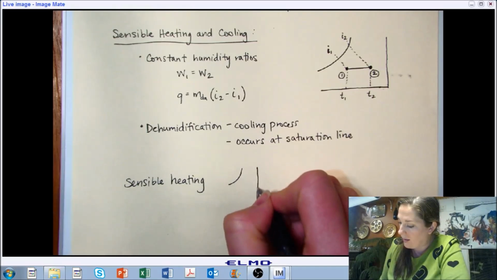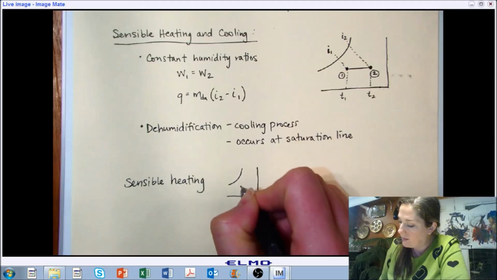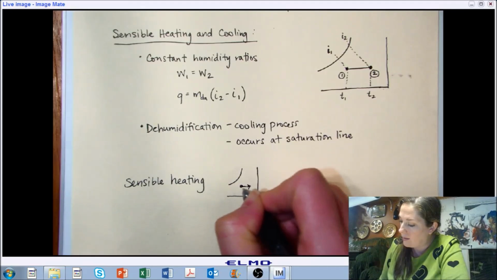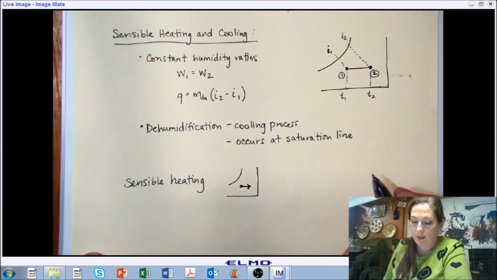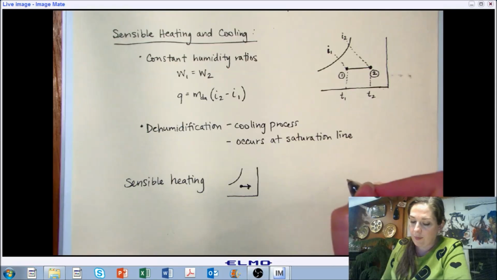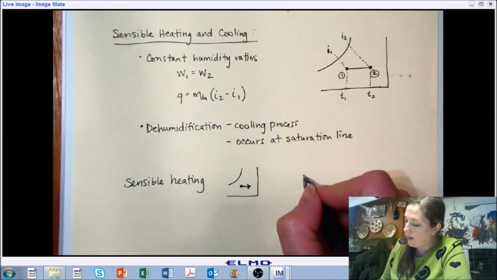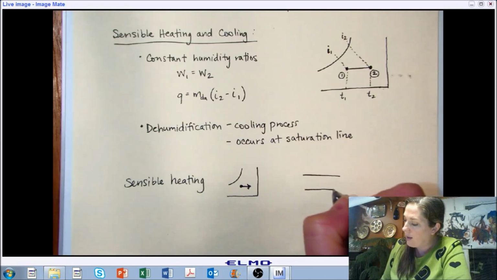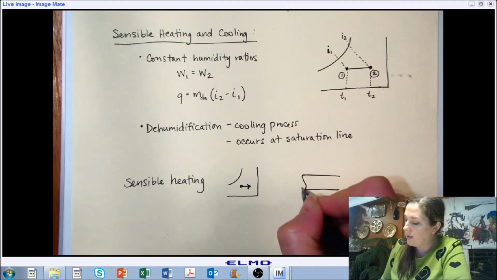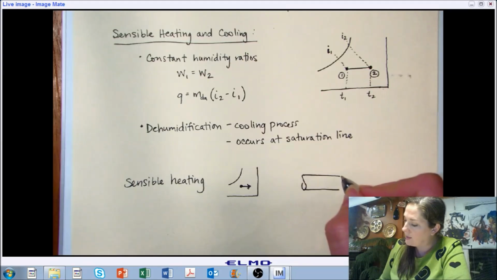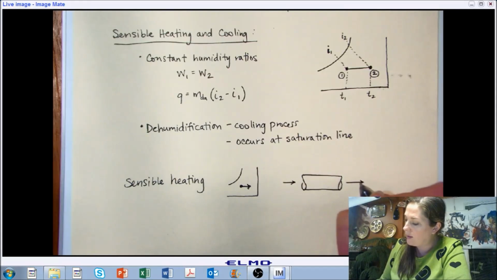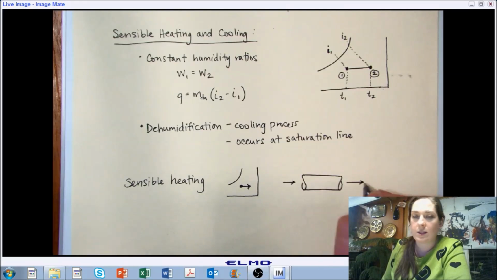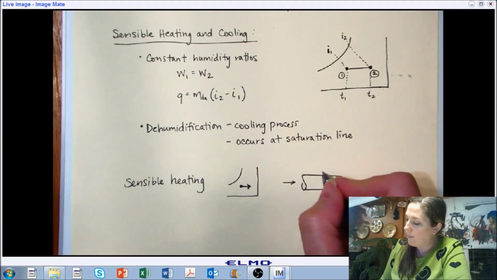So again, just a quick sketch to remind us what our process looks like. We're starting at some point, and we're going to move horizontally in order to increase the temperature. One way that we can achieve sensible heating might be with something like a resistance heater. If we wanted to represent a resistance heater in a sketch, we could show this is our duct that our air is flowing through. We have some air coming in and some air going out, and this is a continuous duct, but we're just showing a section of it.